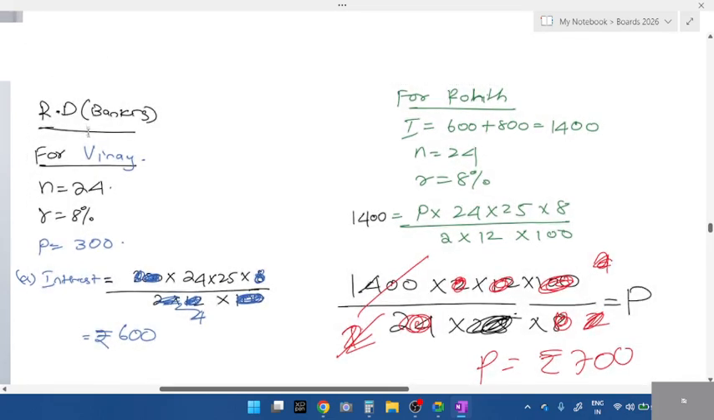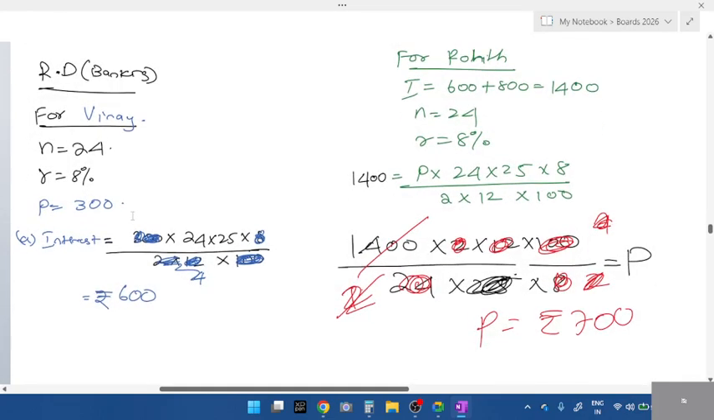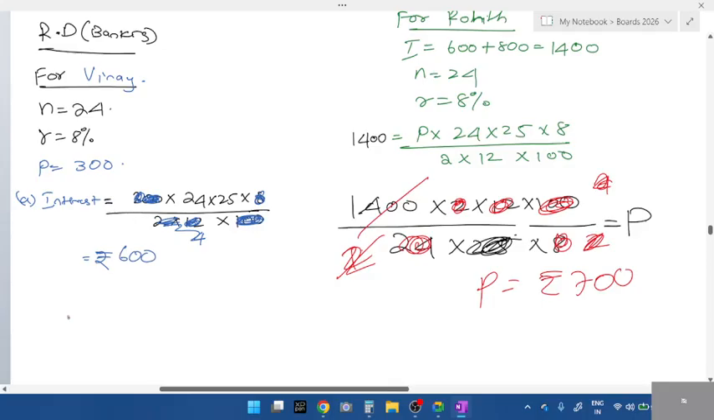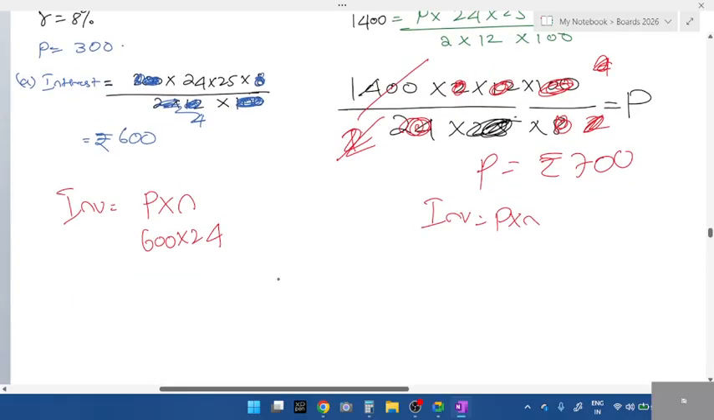Rohit has invested, right? How do you find investment, student? If they ask you to find investment, what did I tell you? What's the formula for investment? Principal into N. Very good. 600 into 24. This will be Rohit's investment, Vinay's investment. If they ask you Rohit's investment, investment is equal to P into N. So don't get confused. Investment formula is equal to P into N.